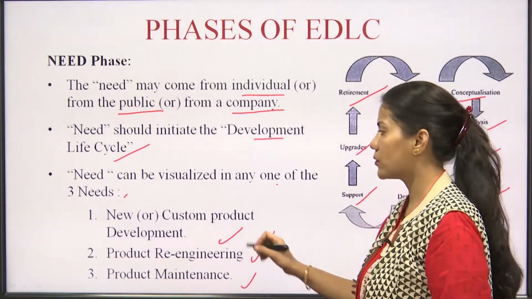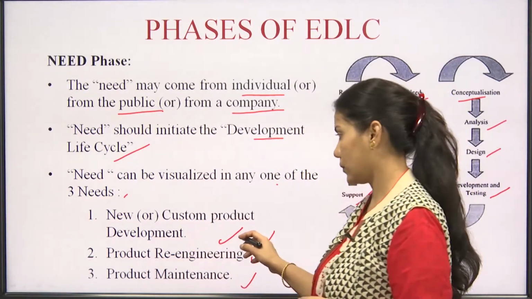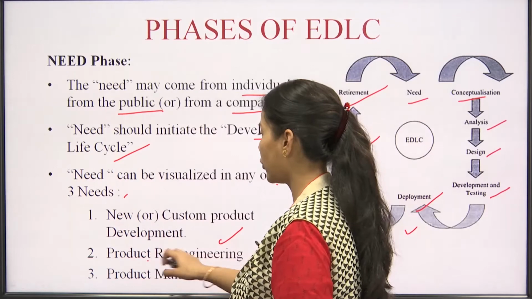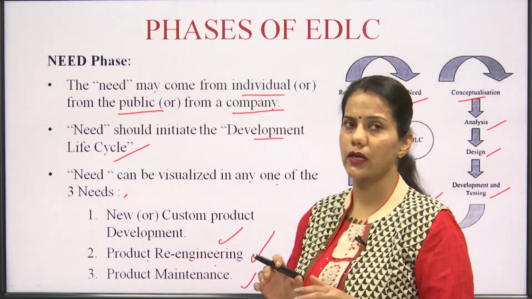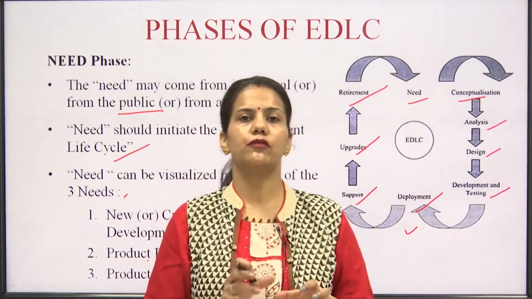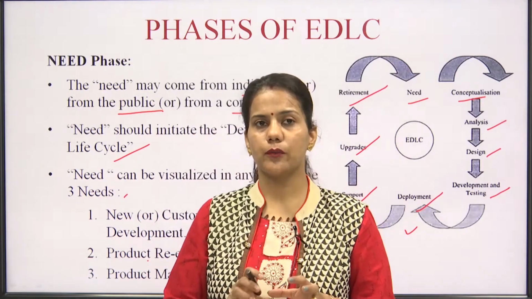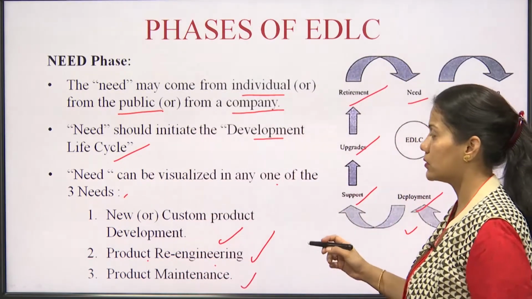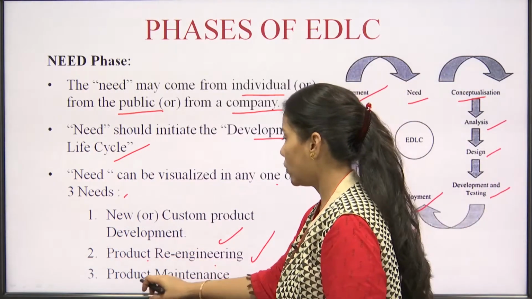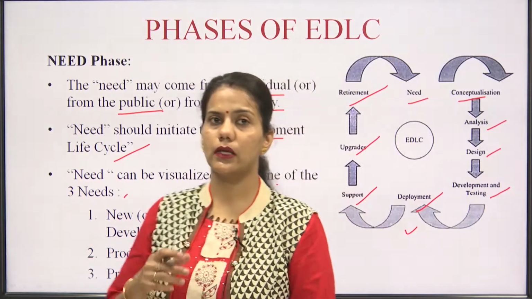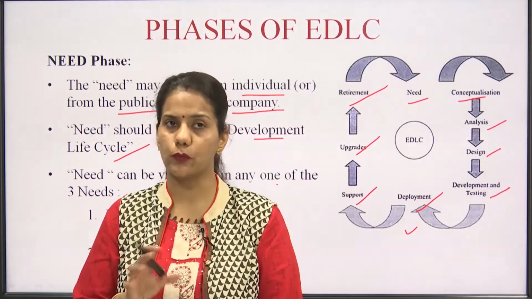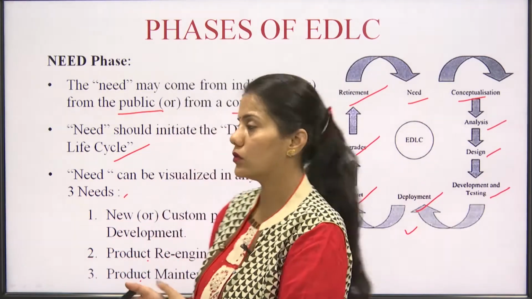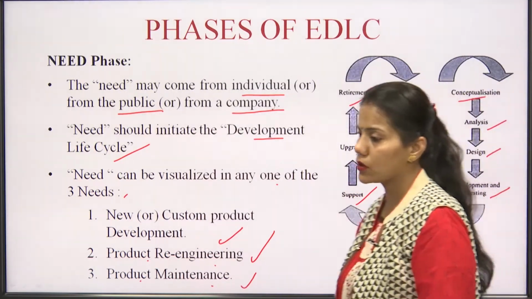So, the need can arise from the new product or custom product development, which I have already discussed. Then product re-engineering means some product is already in existence in the market and some loopholes have been found during customer feedback, and that product has to be re-engineered. This is how product re-engineering gives rise to the need phase. Now, product maintenance is a part of the customer support. An existing product always needs some support, customer support. So, this is the part of product maintenance. This is all about the need phase.